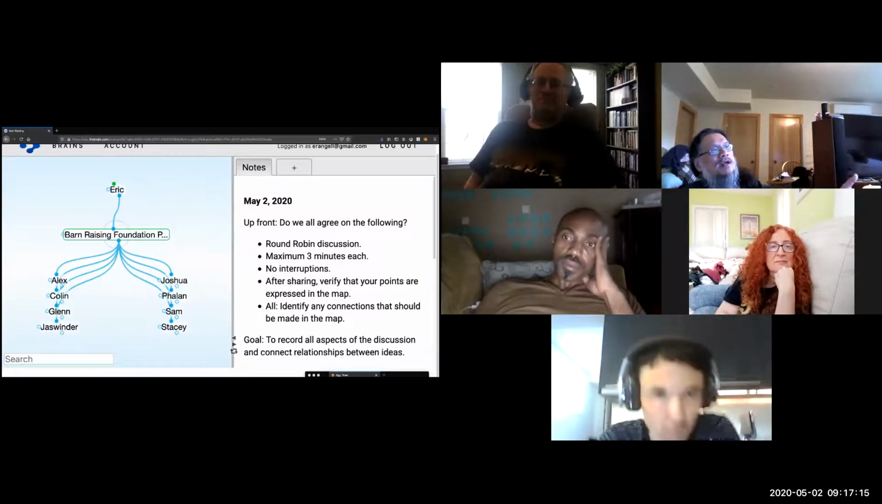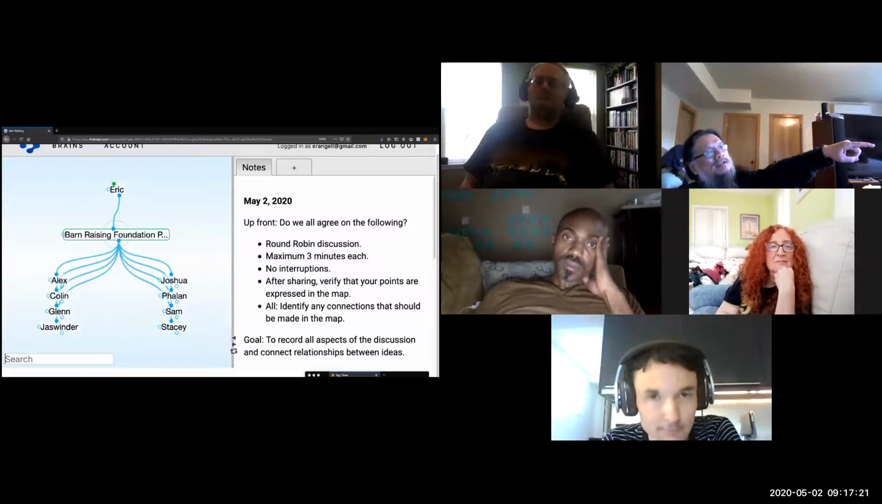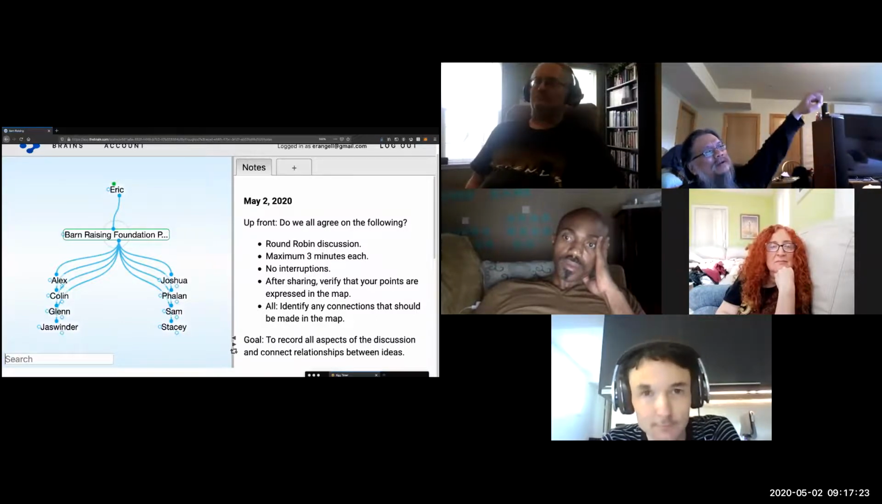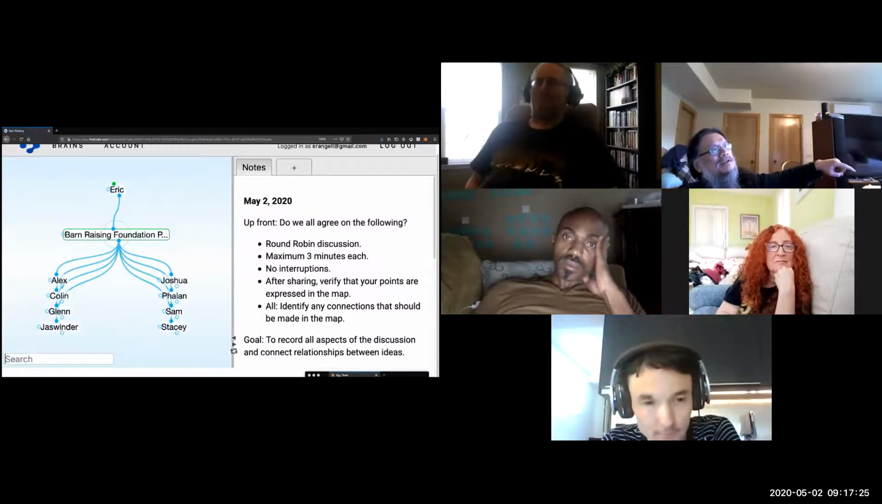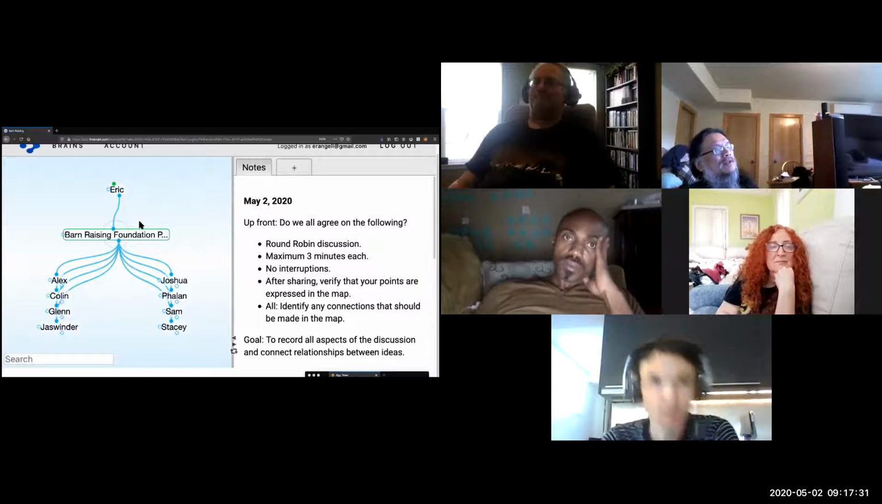Most people who are encountering the brain for the first time have no idea what I'm talking about. For example, you're looking at a single node right now. There are parent nodes, there are peer nodes, there are child nodes. Right now, we're seeing no peer nodes, for example. There's only parent and child nodes. There's no peer nodes for this barn raising foundation thing.